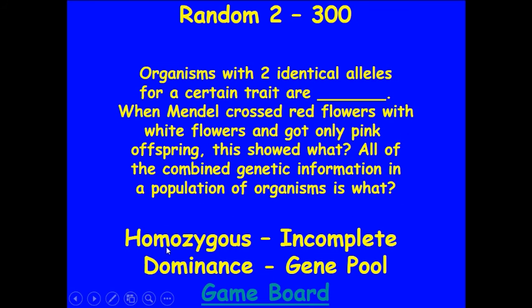All right, two identical ones are homozygous. If they have a big T and a little t, they're heterozygous. Incomplete dominance. So what this means is that the red trait is dominant, the white trait is dominant, but you don't get either one. So that means that they're incomplete dominance. Incomplete, in between. Pink is in between red and white. All the combined genetic information in a population of organisms is its gene pool.